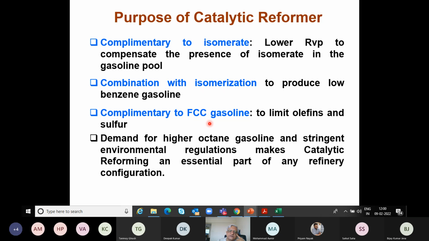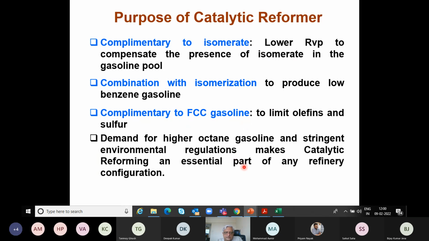Also, the other major stream going into the gasoline pool comes from the fluidized catalytic cracking unit. That is also to limit the olefins and sulfur. This FCC gasoline has a good quantity of sulfur, and it is very rich in olefins. Since these two streams have zero olefins and zero sulfur, they dilute the FCC gasoline.